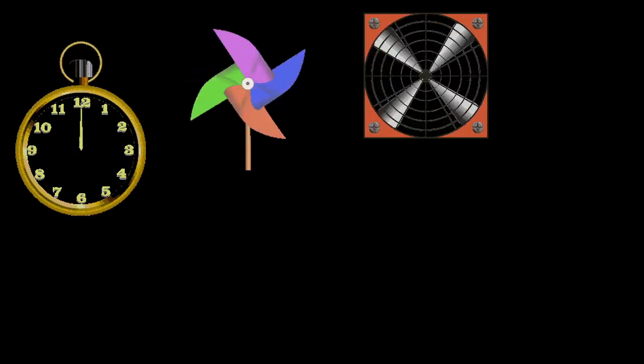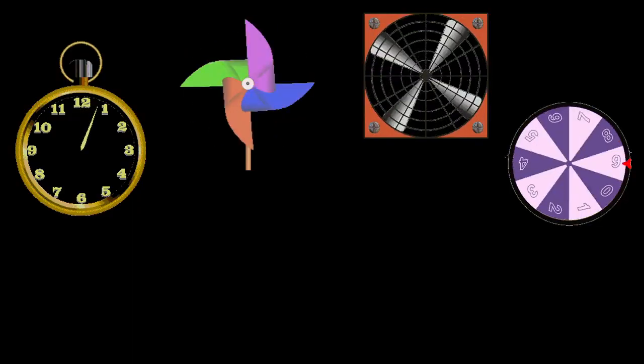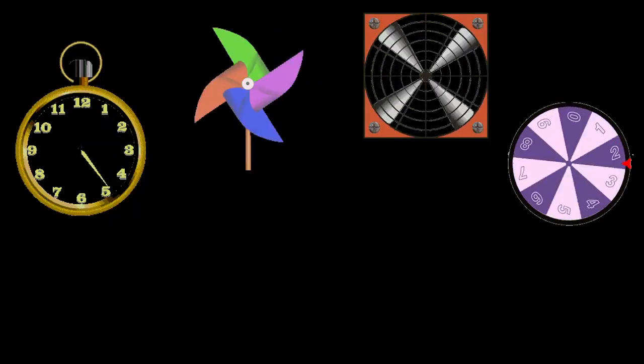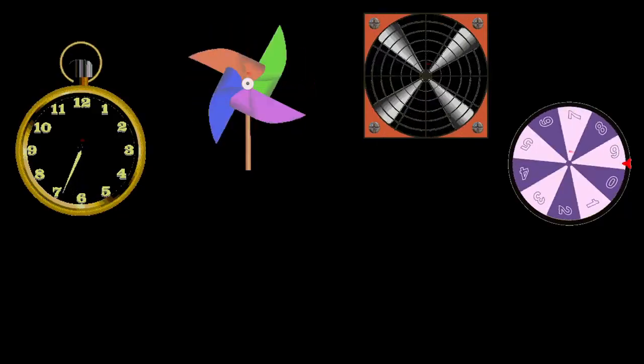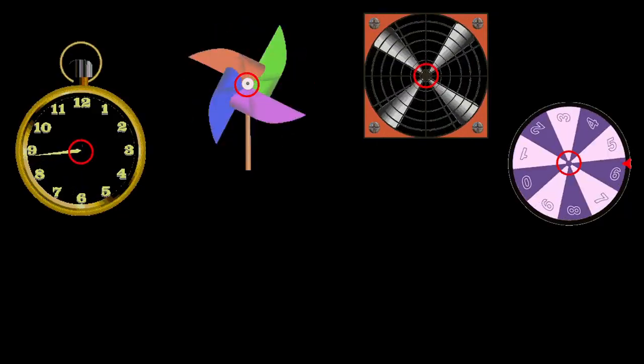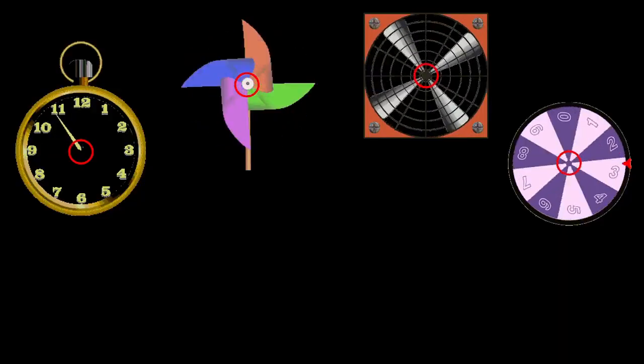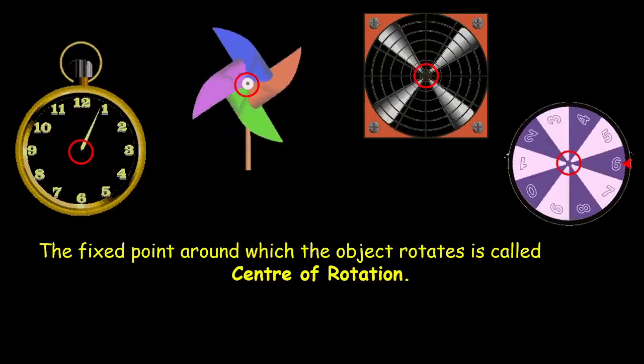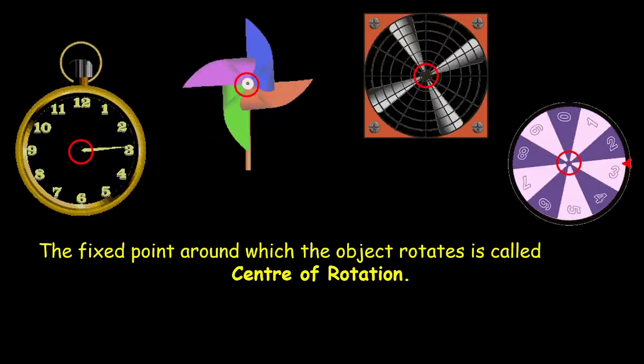Look around yourself. You will see multiple rotating objects: the hands of a clock, the blades of a fan, a pinwheel, or a spinning dartboard. Now, do you observe one thing which is common in all of these? There is one point which is not rotating. It is fixed. Such a fixed point around which the object rotates is called center of rotation.